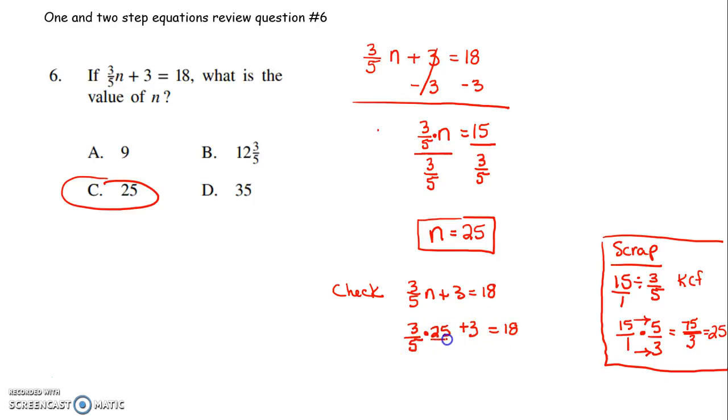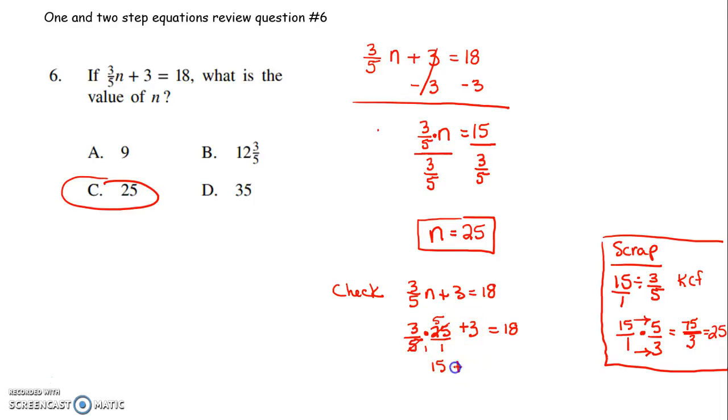So here I'm going to choose to put 25 as 25 over 1. I'm going to simplify this first. 5 goes into 5 once. 5 goes into 25 5 times. Straight across the top, straight across the bottom. 3 times 5 is 15. 1 times 1 is 1. 15 over 1 is just 15.